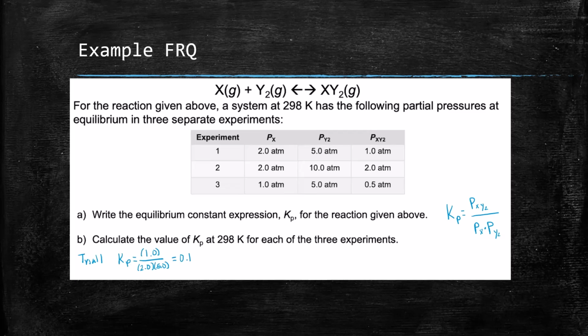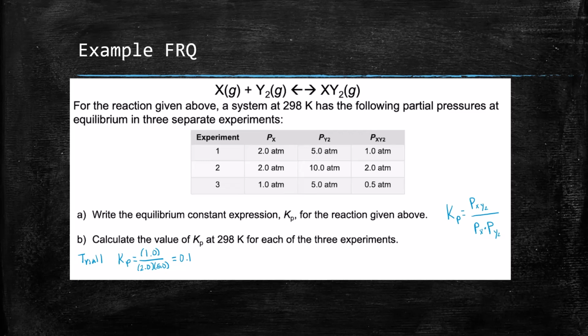When you plug those in, for trial 1, you should get 1 divided by 2 times 5, so that's 1 divided by 10, which gives you a value of 0.1. Notice how I didn't write any units here because our equilibrium constant doesn't have units, so we don't have to worry about tracking them.